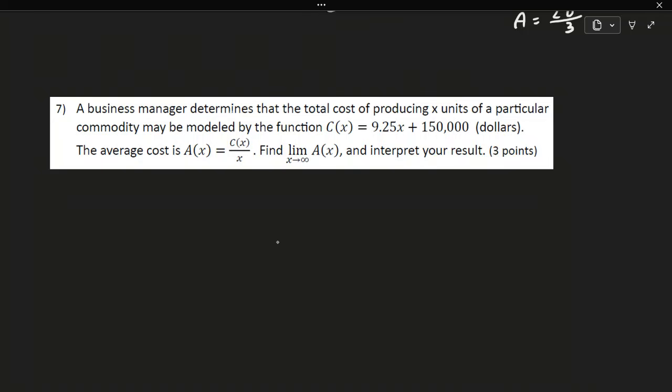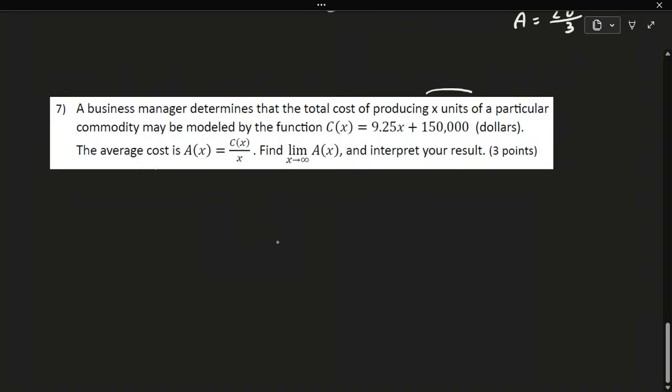A business manager determines that the total cost of producing x units, so we should know that this is for x units. If we produce 10 units, then we are going to have 10 times 9.25 plus a fixed cost, which is $150,000. So for a particular commodity, it can be modeled by this function. So this is the cost function.